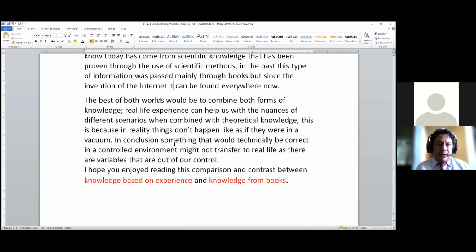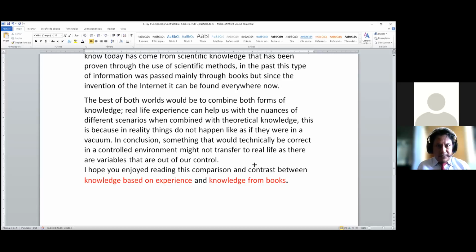It is good. Then the best of both worlds would be to combine both forms of knowledge. Real life experience can help us with the nuances of different scenarios when combined with theoretical knowledge. This is because in reality, things do not happen. Try to always avoid contractions. Like as if they were in a vacuum. In conclusion, comma. That is, the period is fine. After in conclusion, comma.